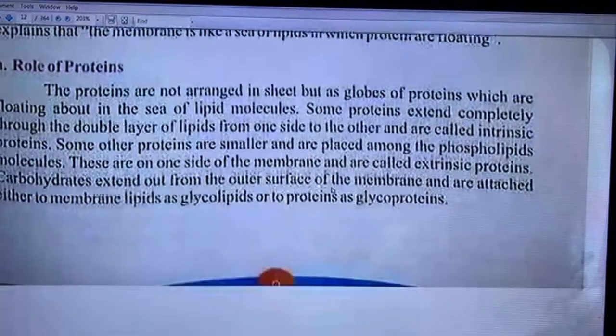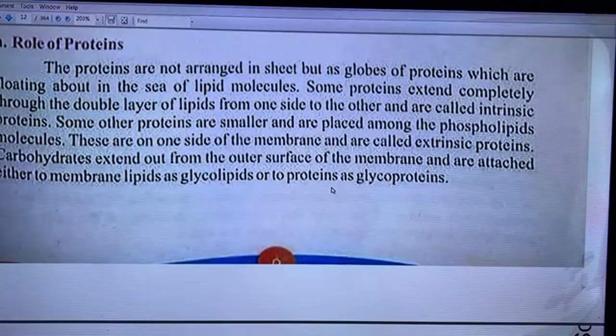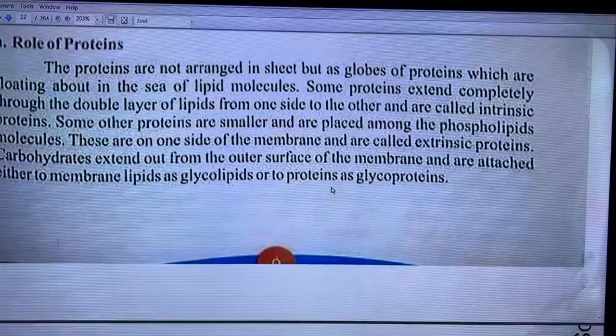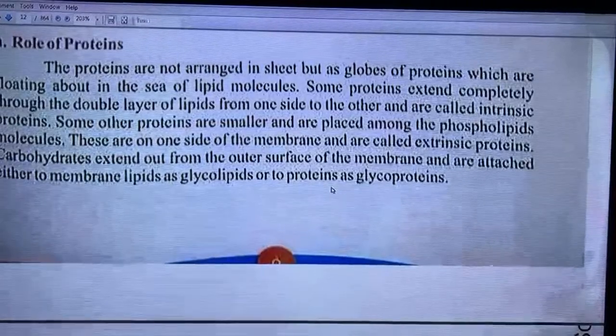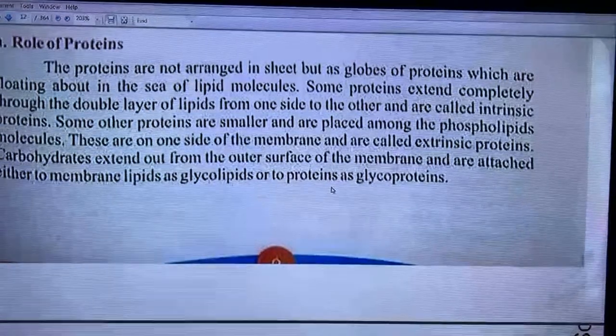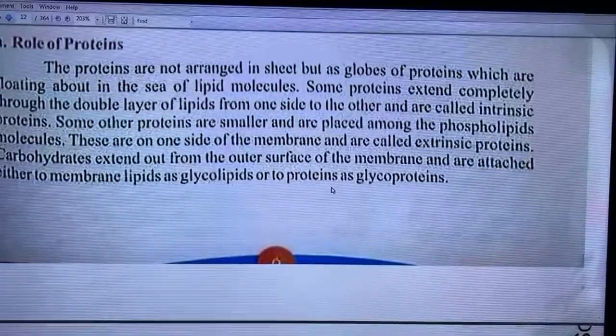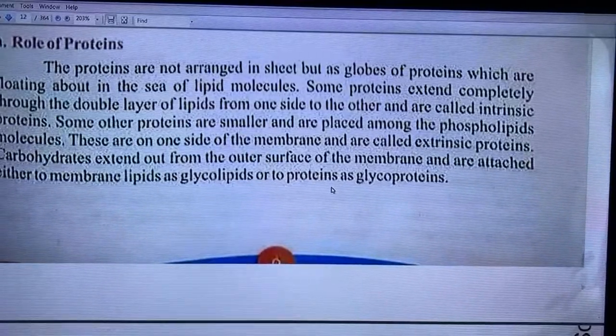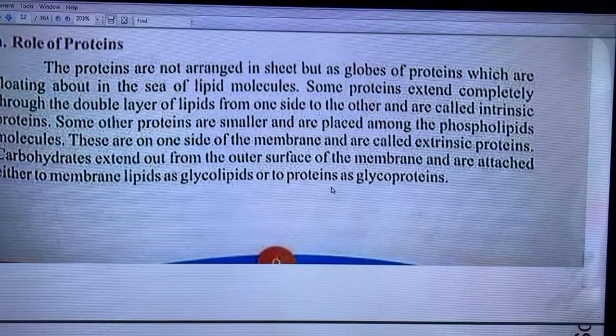Role of protein. The proteins are not arranged in sheets but as globules of protein which are floating about in the sea of lipid molecules. Some proteins extend completely through the double layer of lipids from one side to the other and are called intrinsic proteins. Some other proteins are smaller and are placed among the phospholipid molecules. These are on one side of the membrane and are called extrinsic proteins.